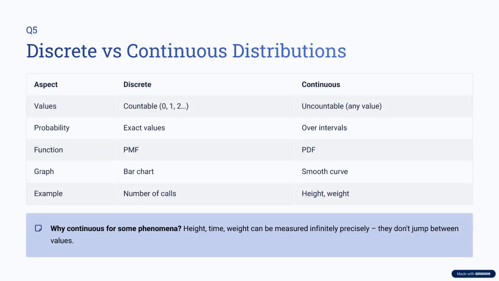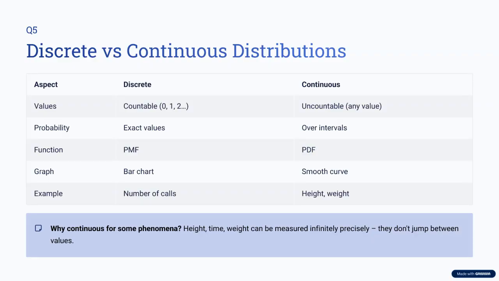Continuous probability distribution: used when the random variable can take any value within a range. Examples: height, 165.2 centimeters, 165.23 centimeters, etc. Weight, time. The probability of a single exact value is 0 because there are infinite possibilities. Instead, we calculate probability over an interval, e.g., between 160 and 170 centimeters, represented by the probability density function, PDF. Graph: smooth curve, no gaps. Comparison table as given in the slide.